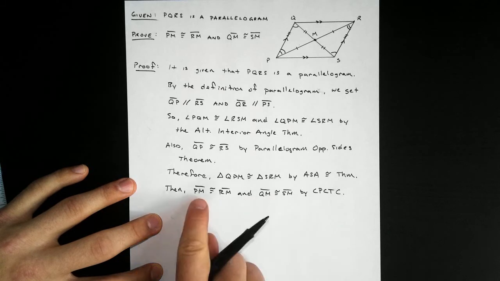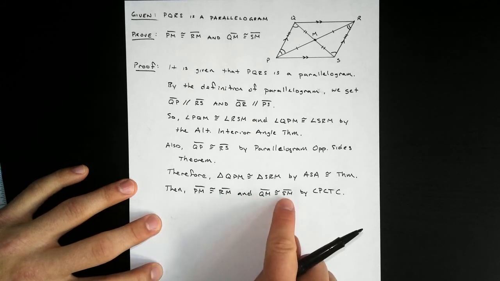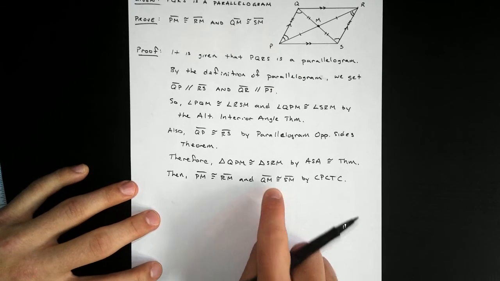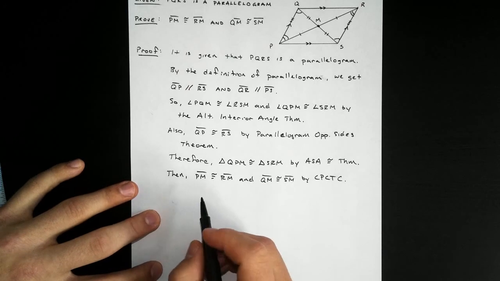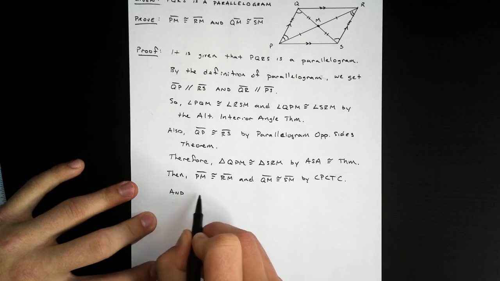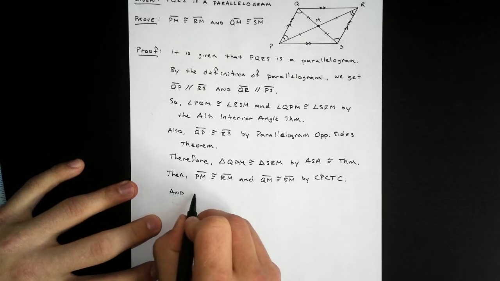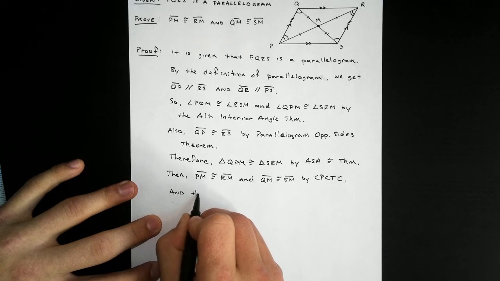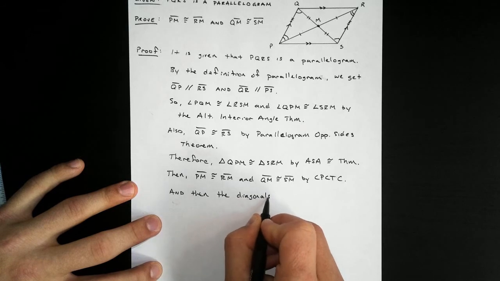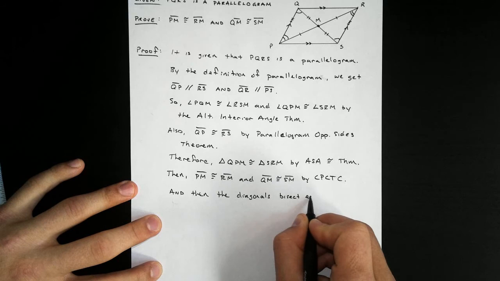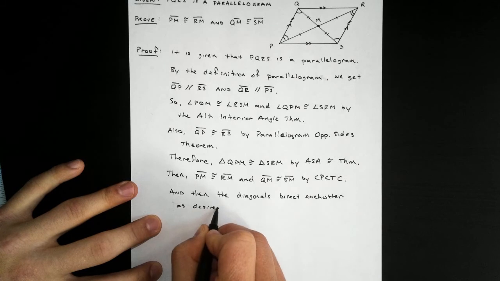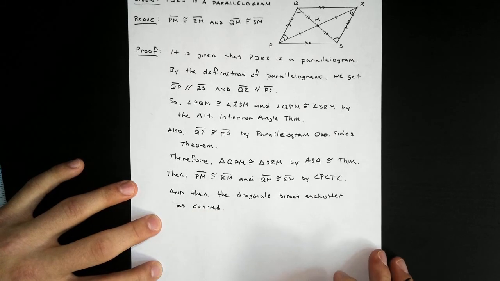So we know that PR and QS were our diagonals, and because these segments ended up being congruent to each other, we know that M is the middle. It's the midpoint of both of those segments. So then we can finish up here and say, and the diagonals bisect each other. Which is what we're looking for to start with.